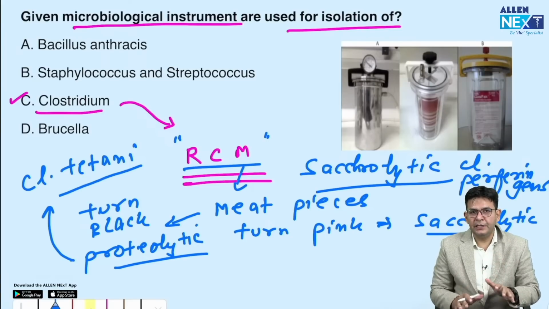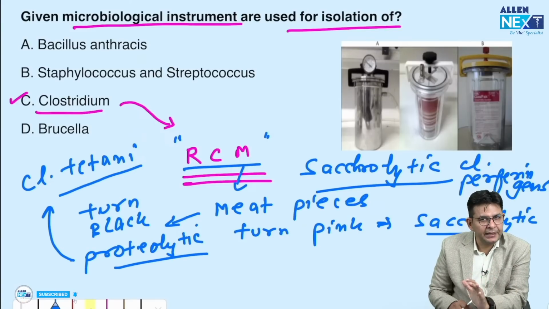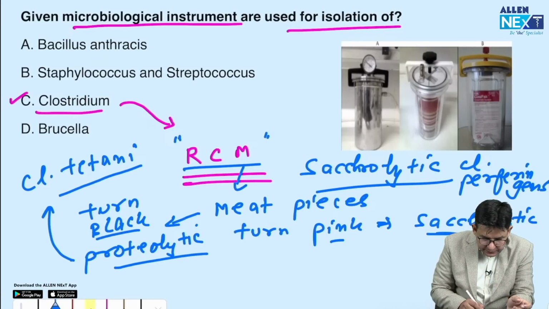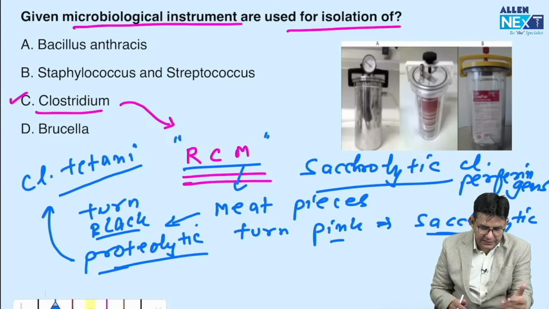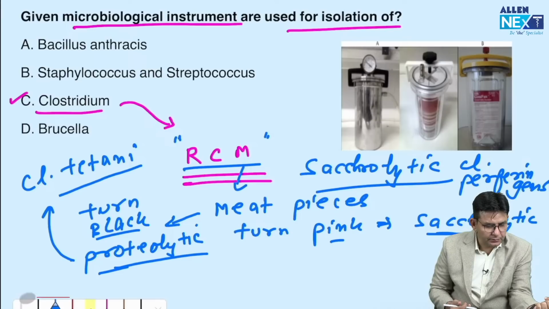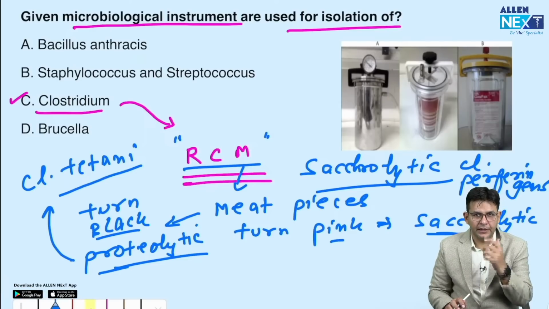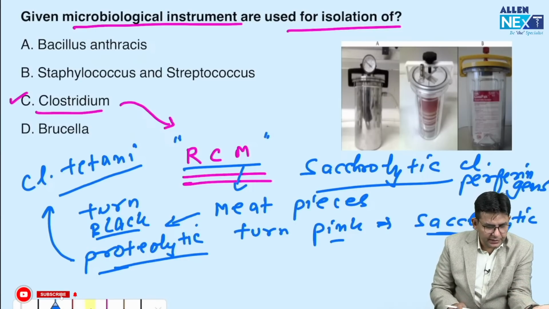This question has already come in the FMGE exam, and in one of the NEET PG exams also: which turns which color. If it turns pink, saccharolytic, and black, proteolytic. How to remember that? Pink sari, black pants. So you will have some resemblance regarding the meat pieces color change. An example I already told. This can be asked in the exam regarding anaerobes. And the answer to this question is Clostridium. Clostridium tetani is slightly proteolytic. You are right, Abhinav, but it does change it black.